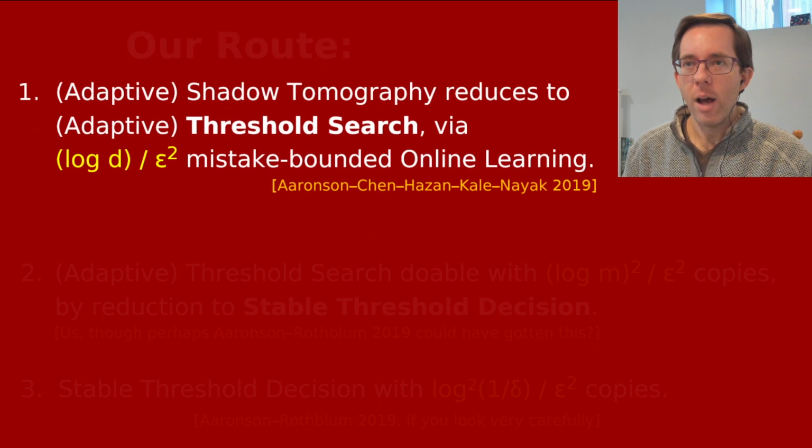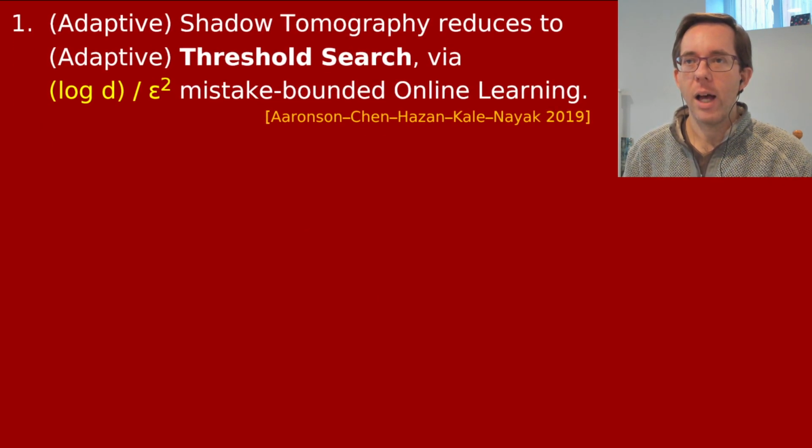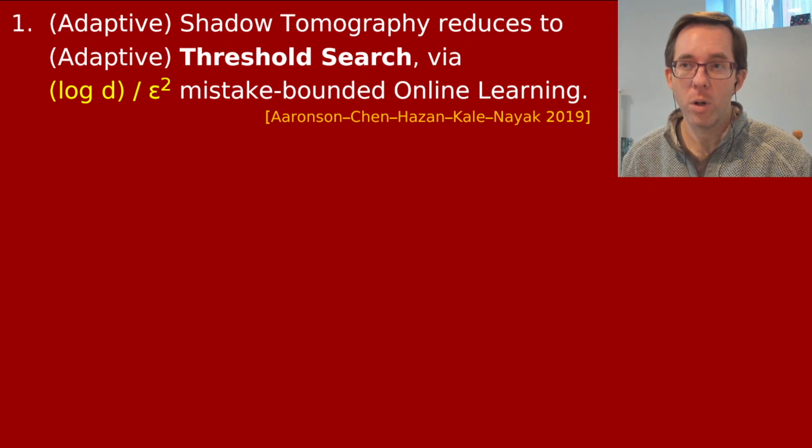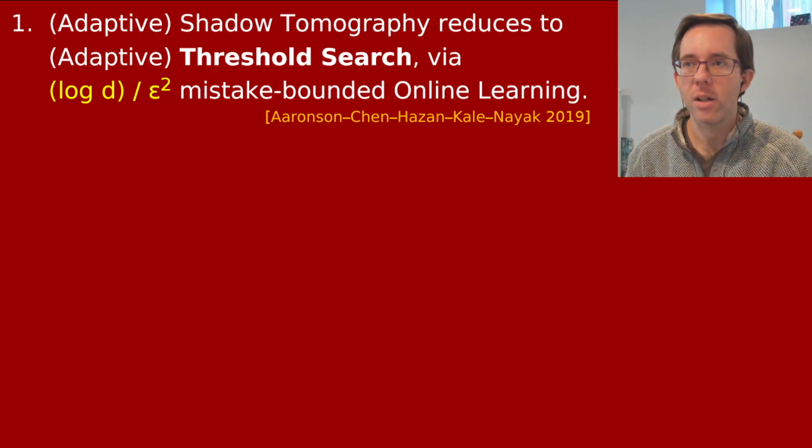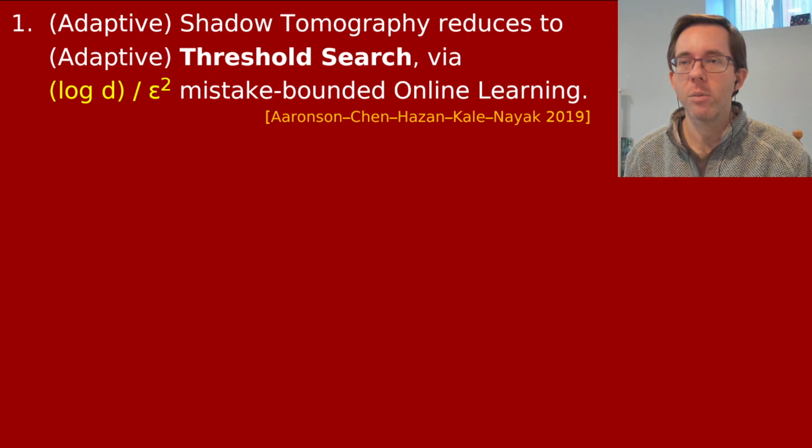Okay, so now I want to tell you about each of these pieces of the route to our result, and I'll start with this first one, even though I'm just going to explain the work in another paper, this Aronson-Chen-Hazan-Kale-Nayak paper, because it'll be interesting to see all three pieces of the route. So the first thing I want to talk about is how shadow tomography reduces to a simpler problem that we call quantum threshold search, via mistake-bounded online learning.